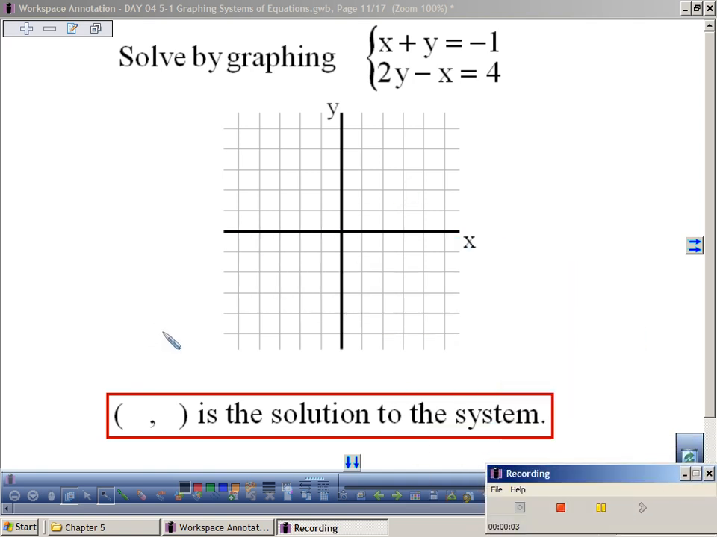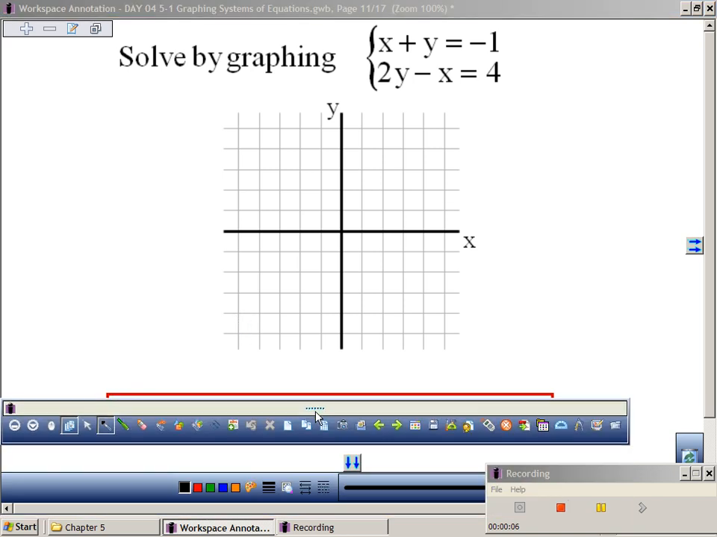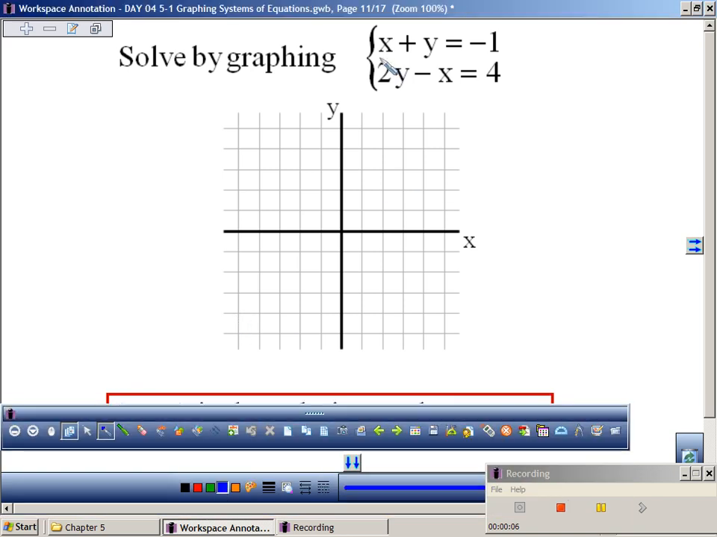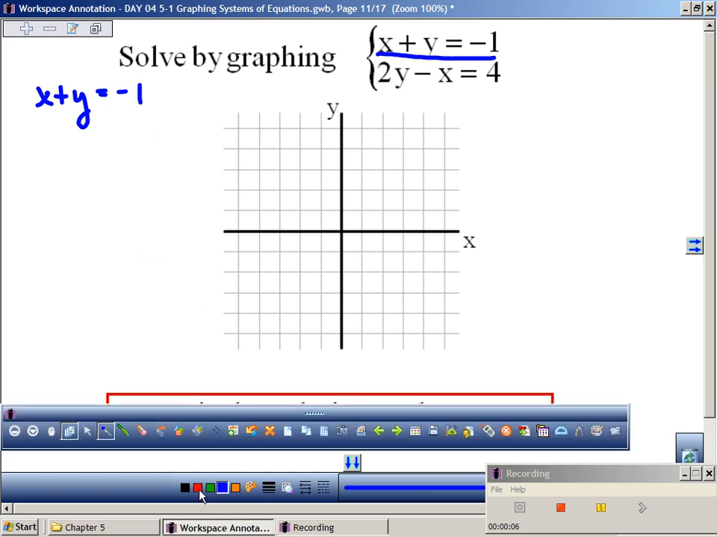Okay, so let's solve by graphing. So what are we going to do first? Anybody? Yeah, perfect. Let's write the problems down first. Okay, so I need to graph this line, so I'm going to write this one over here. And then I'm going to graph this line. Let's do this one in green. So I'm going to put this one over here. This line over here.